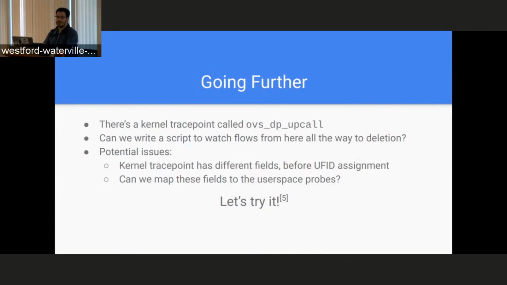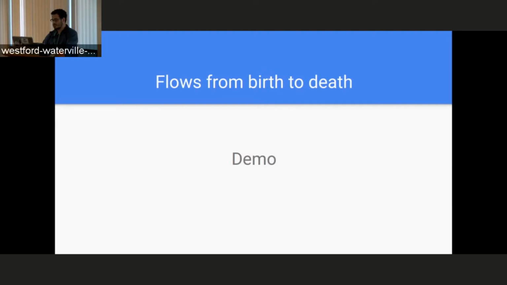And so some potential pitfalls that I thought I might run into is the kernel trace point takes different fields. We don't have access, it's before we've assigned a UFID. And can we map the fields in the kernel probe to the user space probes? And the answer is, let me share screen again. There we go. Okay.